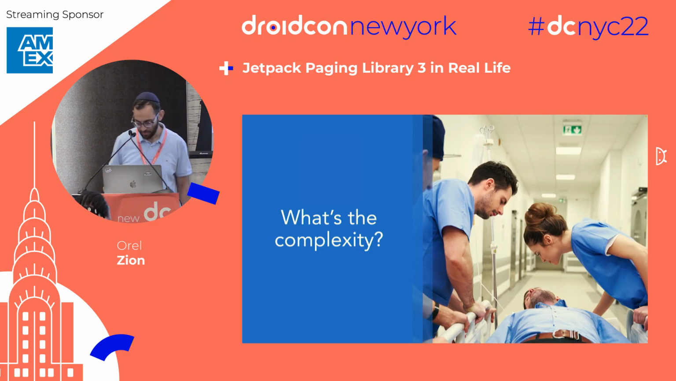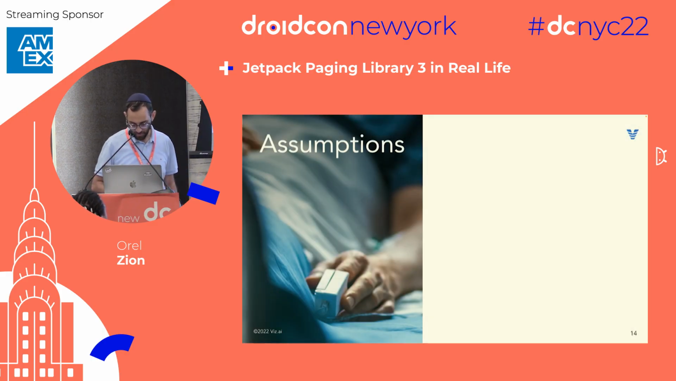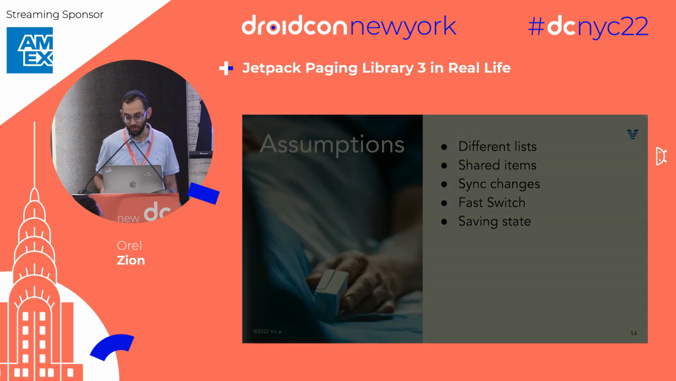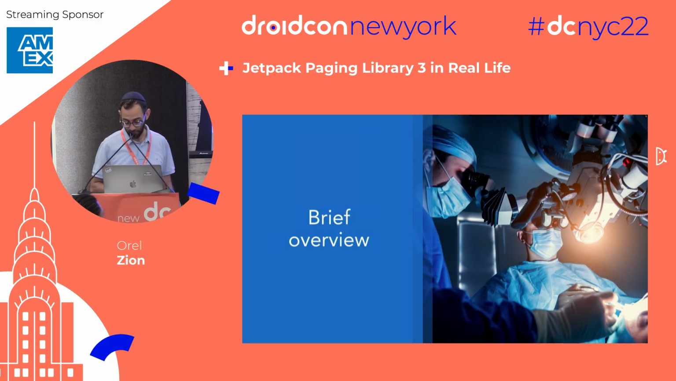Cool, so our assumptions when we started, that's basically what I said. We have different lists, we have shared items, we want to sync between them, fast switch, and save the state. Cool, all right. So a brief overview before we move on to the actual code session.